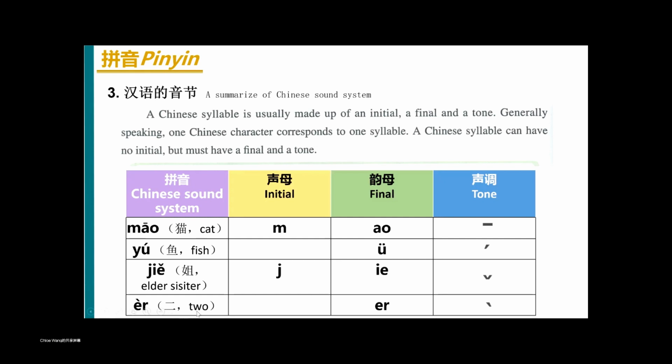And the last one is what we are telling here. A Chinese syllable can have no initial. So for this character 二, we don't have an initial here, right? And for the final, we are using er. The tone is the fourth tone, which means the sound goes down. So it sounds like èr.